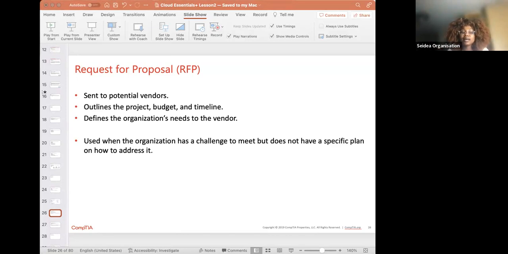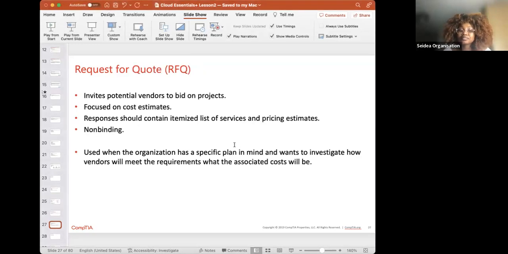And going back to what I said about the scenario when it's used, it's when an organization recognizes a challenge or need, but they haven't settled on the specific solution or strategy that they need to take. And an RFP allows a vendor to propose varied methods and technologies to address it.